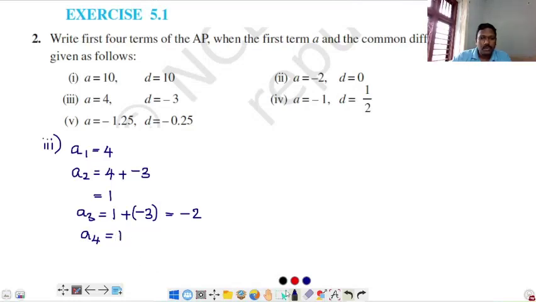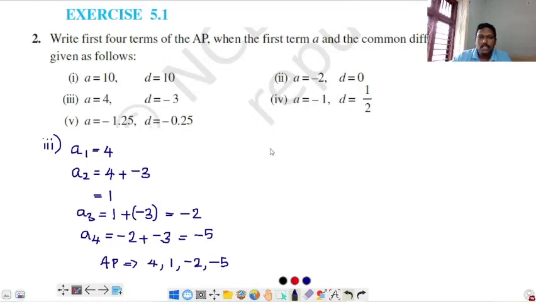Now we can find A4. A4 is equal to minus 2 plus minus 3. Minus 2 is the third term plus the common difference minus 3. We will get minus 3 minus 2 addition. What will be the sum of these two? It will be minus 5. So we got the four terms of the AP as: first term is 4, next term, second term is 1, next term is minus 2, next term is minus 5. First four terms of this AP.